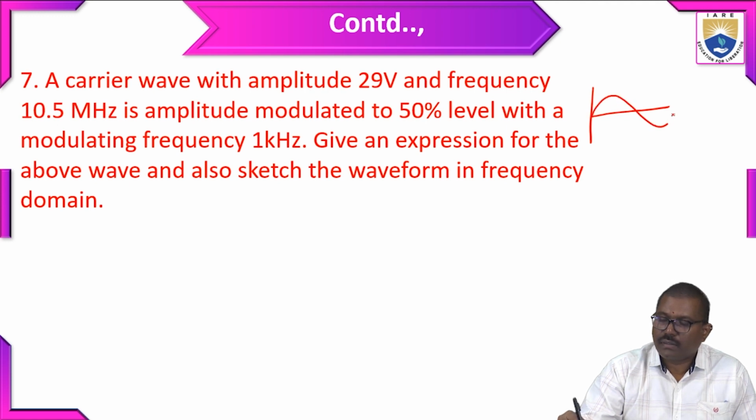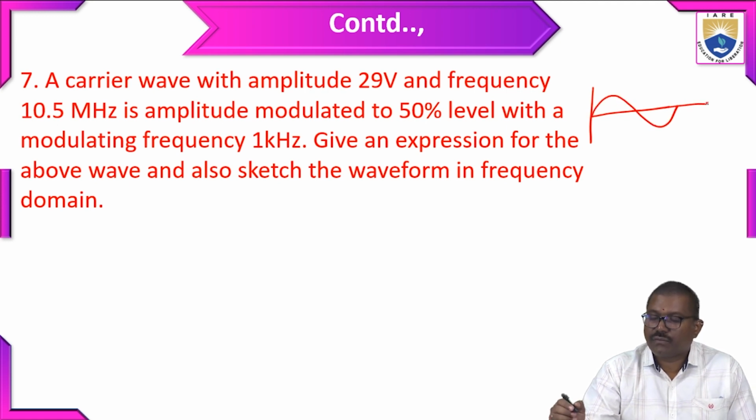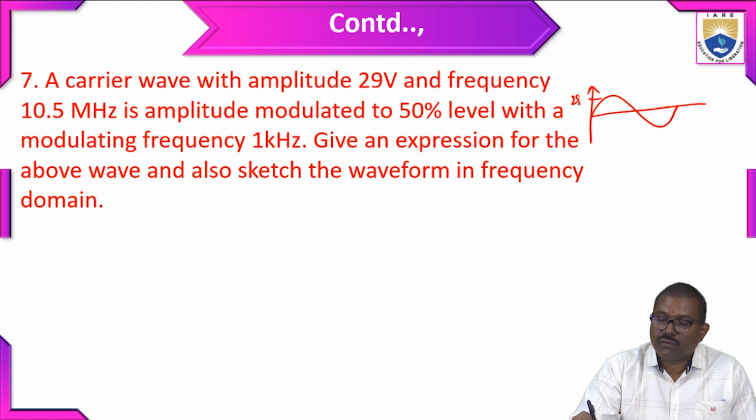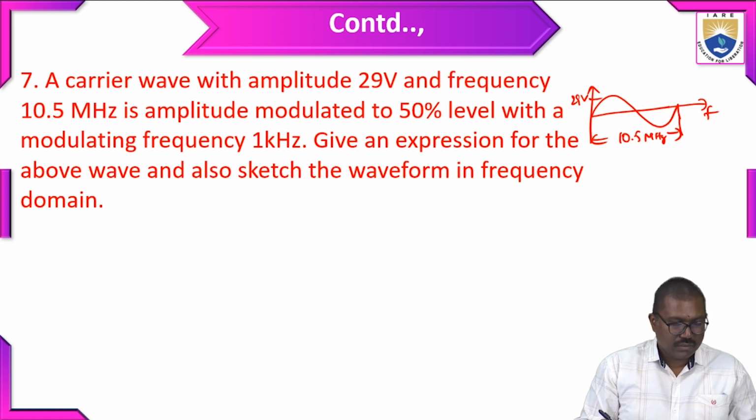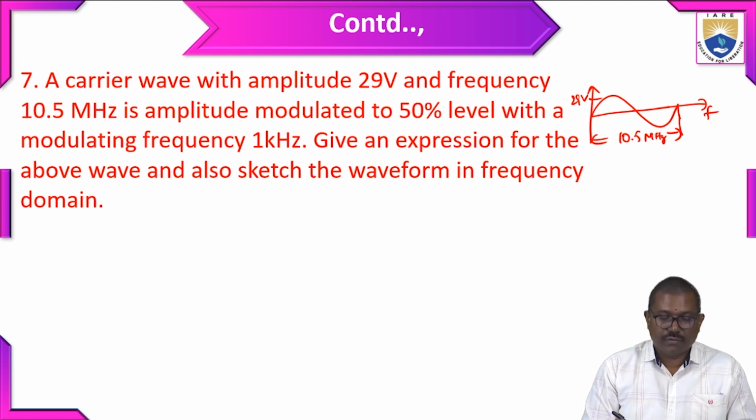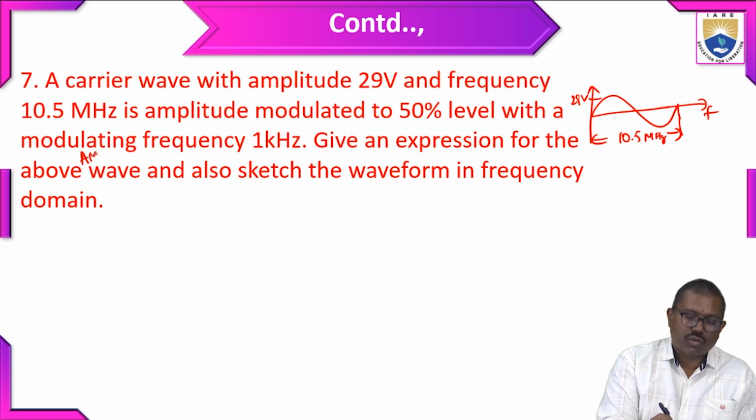So this is like a carrier wave. The carrier having 29 volts, and the total frequency is 10.5 megahertz. So this is a carrier signal. So the general expression for this amplitude modulated wave. Here wave means amplitude modulated wave. Above wave means amplitude modulated wave.